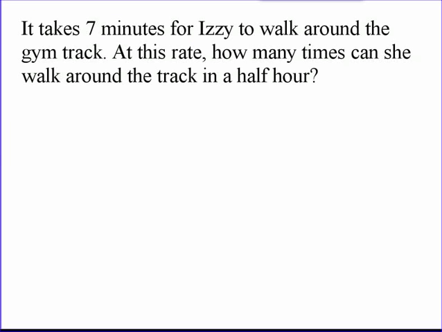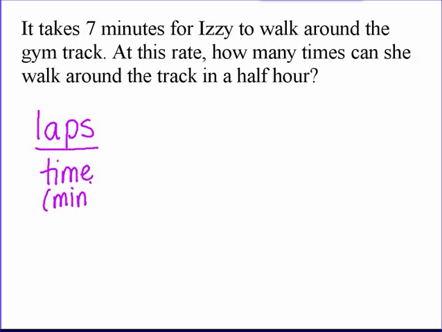All right, so let's look at this one. It takes 7 minutes for Izzy to walk around the gym track. At this rate, how many times can she walk around the track in a half hour? So we're going to write a proportion. My proportion, in this case, is going to be laps divided by time. Now the time here, I'm going to put in minutes.